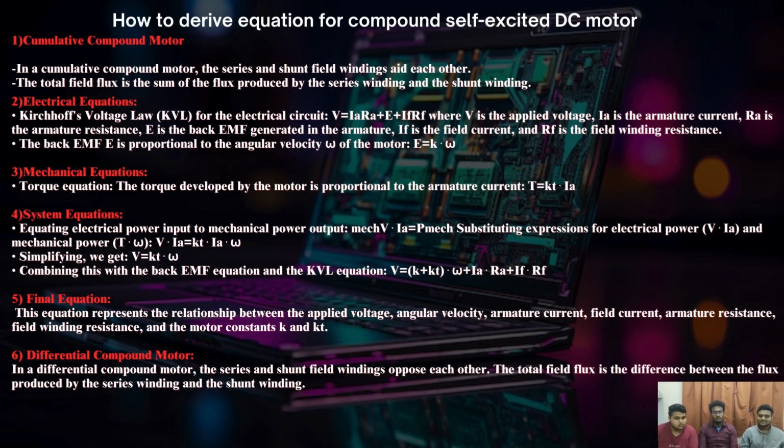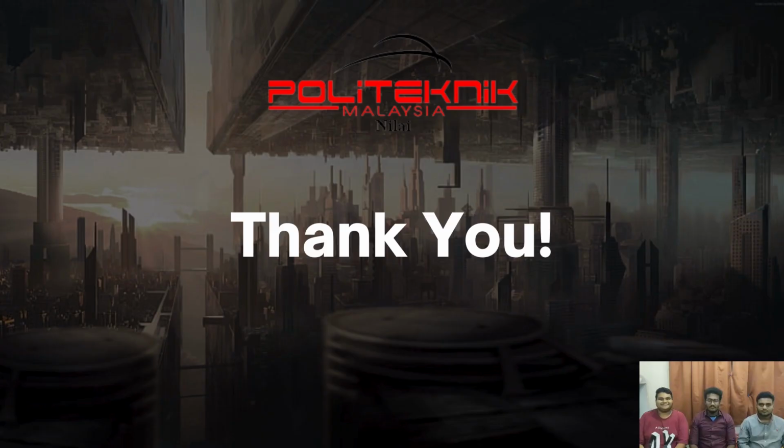And for the last is differential compound motor. In a differential compound motor, the series and the shunt field windings oppose each other. The total field flux is the difference between the flux produced by the series winding and the shunt winding.